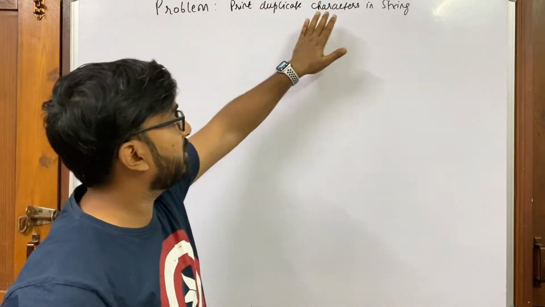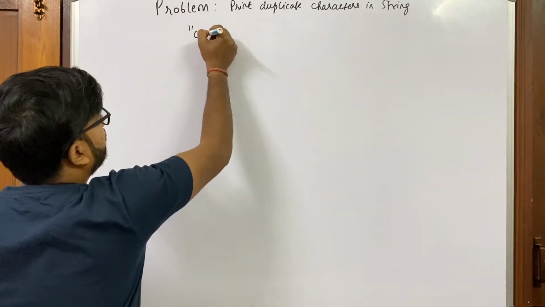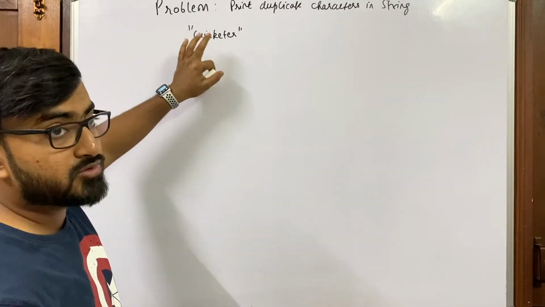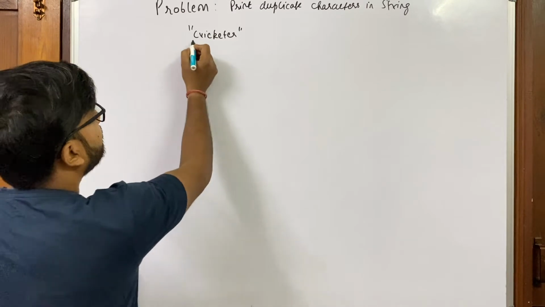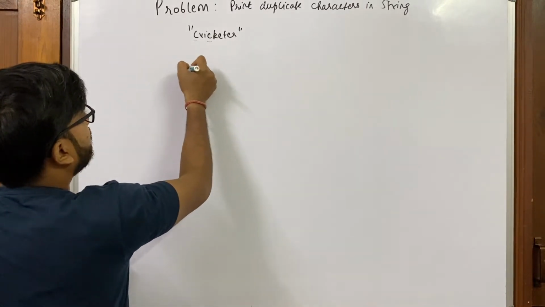So what do I mean by print duplicate characters in a string? For example, if I have a string, say cricketer, I want to output characters that appear more than once in the string. So I start with C. Yes, it appears more than once. Okay, so I output C.